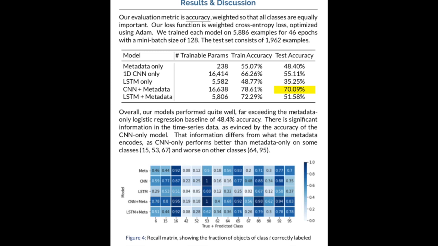For example, class 64, where the metadata-only model does better than the CNN-only model, may be a class of objects that's localized in the sky but may not have distinctive time series. Whereas class 67, where the CNN-only model does better, might be distributed uniformly in the sky but has a complex time series signature that's only picked up by the CNN.